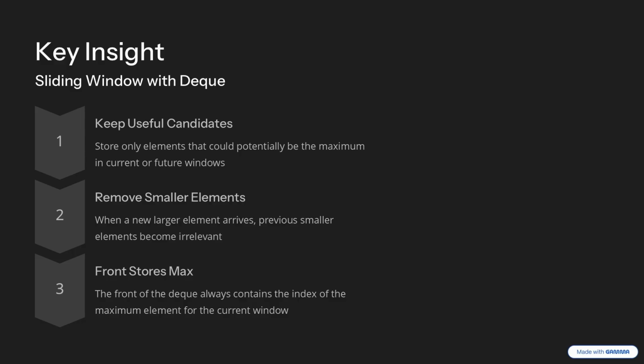The key insight is that we do not need all elements, only candidates for maximum matter. If a new element is larger, smaller elements behind it will never be useful again. Deque helps remove these useless values.